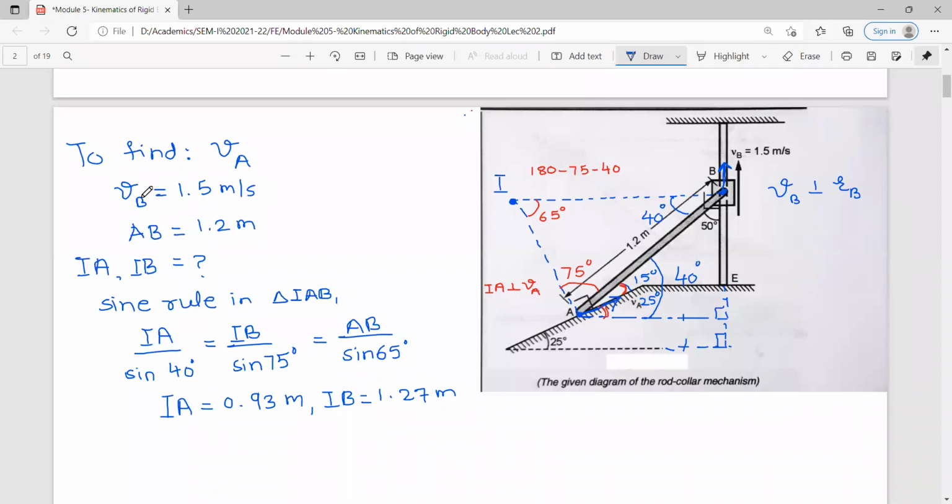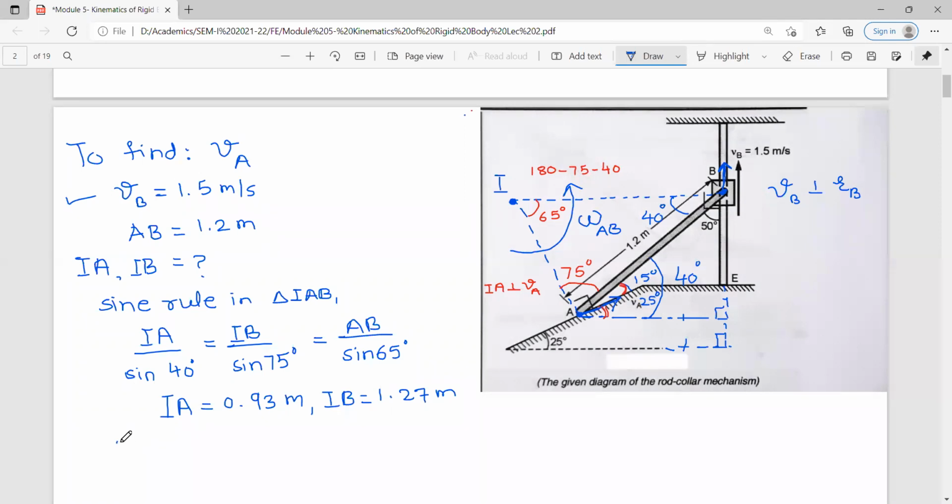So what is unknown here? We still don't know the angular velocity of rotation of rod AB. So we will calculate this. You can give the suffix omega AB, or you can just call it omega. So what is given to us? The velocity of point B is given to us.